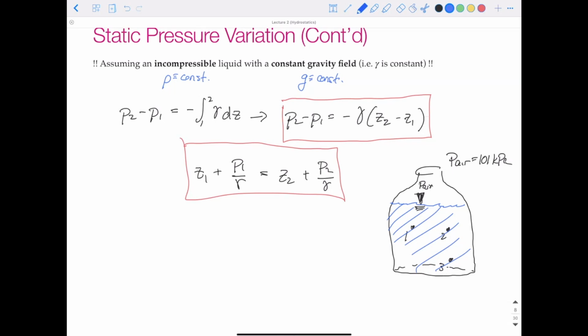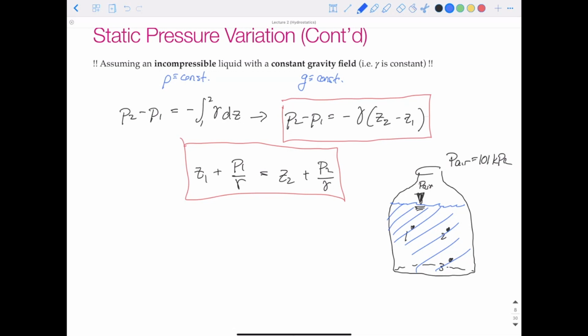So we can say in a continuously distributed uniform static fluid, the pressure varies only with the vertical distance and is independent of the shape of the container. So it doesn't matter where you are in the x and y direction, it only matters where you are in the z direction. This also works for an enclosed container.